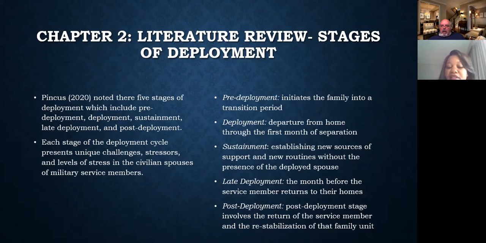And lastly, post-deployment, which is the return of the service member, but also the rehabilitation of the family unit. During each of these stages, there are unique challenges as well as stressors for the civilian spouses.